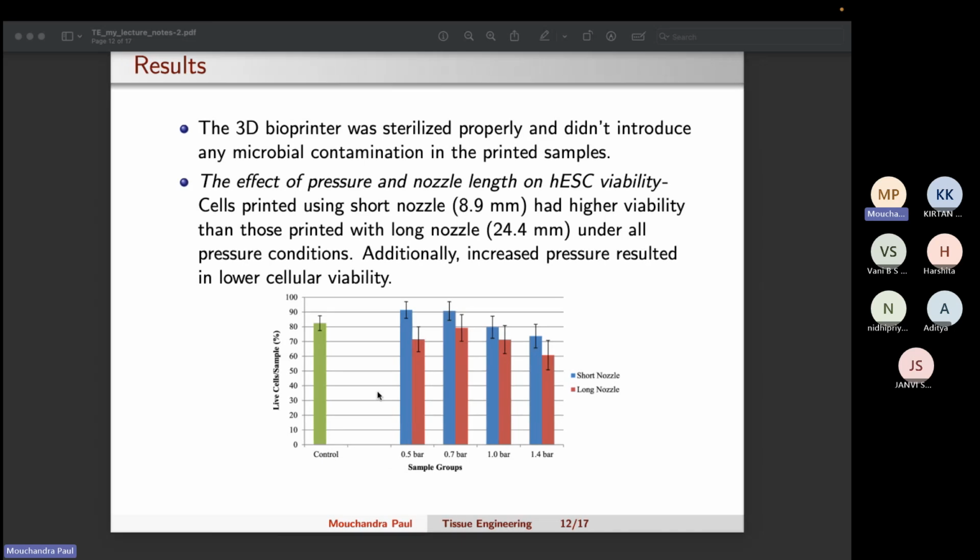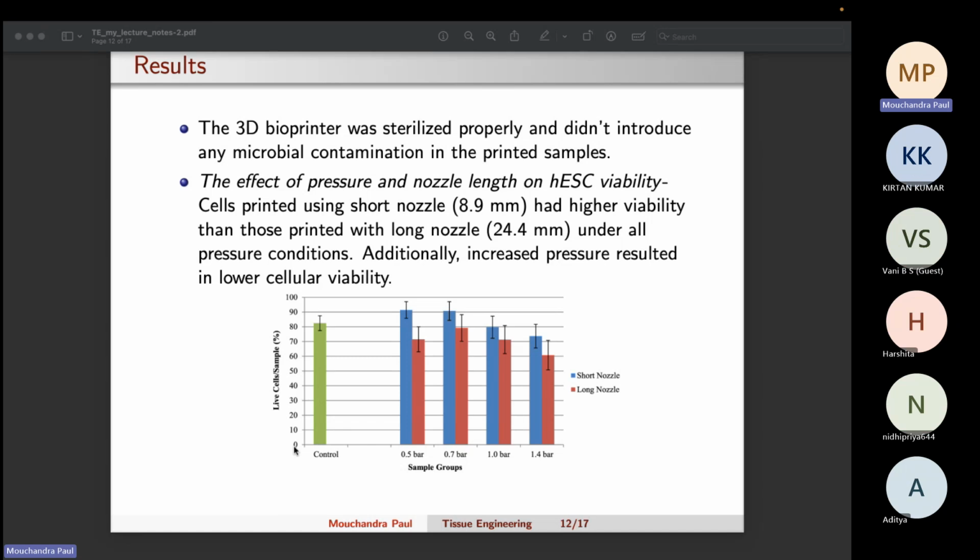Also, this is the control sample. Control sample means the drops that were not 3D printed using your machine. Rather, you used your pipette, the normal hand pipette that we use to add some drops onto your well plates. So this is the non-printed sample, and this is your printed sample result.